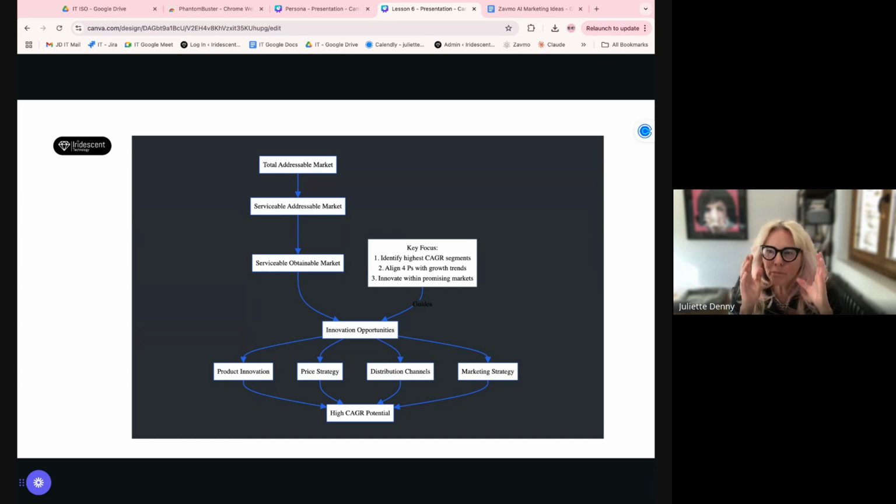The important thing is that you are leaning at all times into the highest compound annual growth rate segments that you can find. We think about this as product, price, place, promotion. Your competitors will be looking at the highest compound annual growth rate segments as well, but that doesn't mean you shouldn't double down on them anyway.